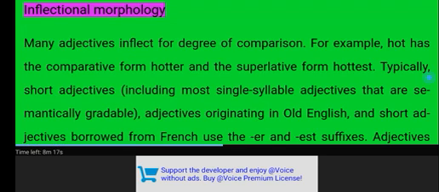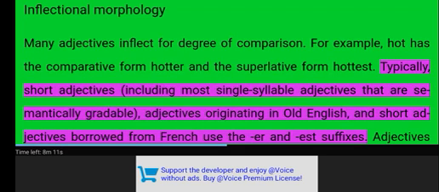Morphology. Inflectional morphology. Many adjectives inflect for degree of comparison. For example, hot has the comparative form hotter and the superlative form hottest. Typically, short adjectives including most single-syllable adjectives that are semantically gradable, adjectives originating in Old English, and short adjectives borrowed from French use the -er and -est suffixes.